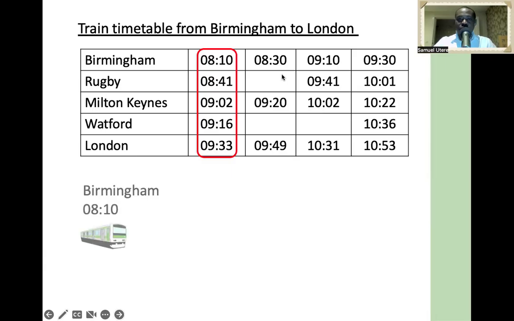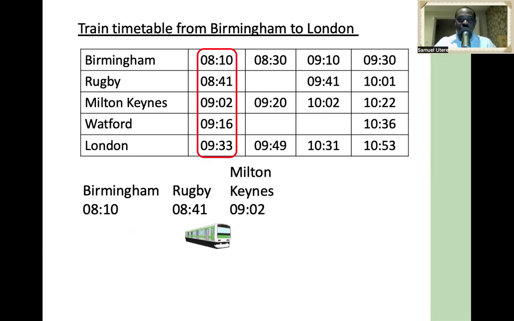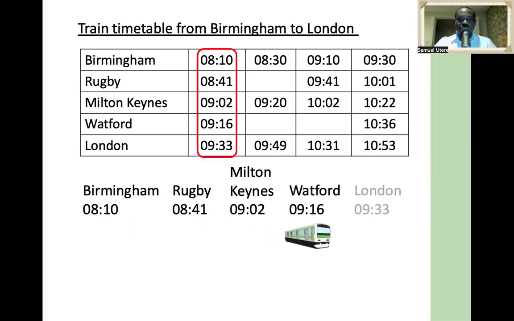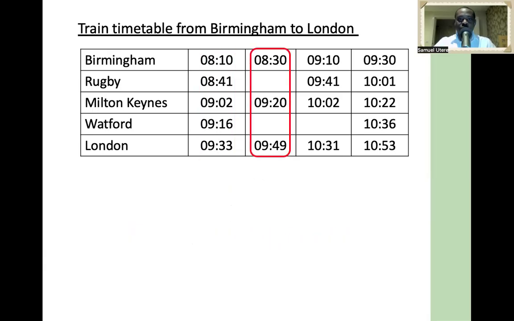But what do you think about this one? So that's what it does, yeah? All right, what I just explained just now. But what about this one? Now, this train does not stop at Rugby. It just goes through that station.